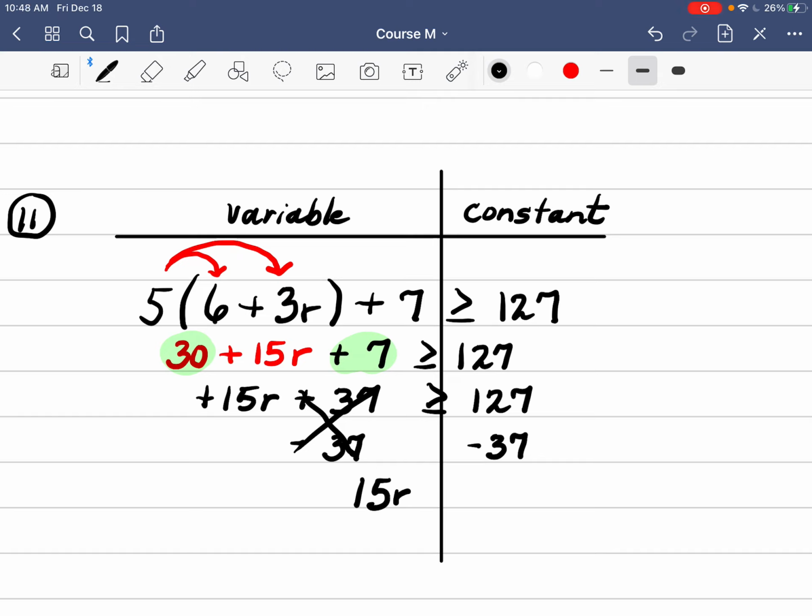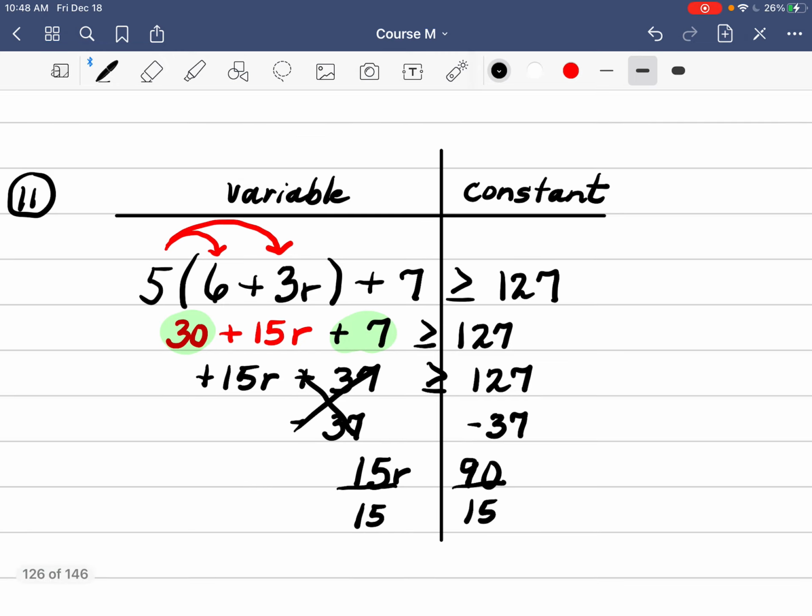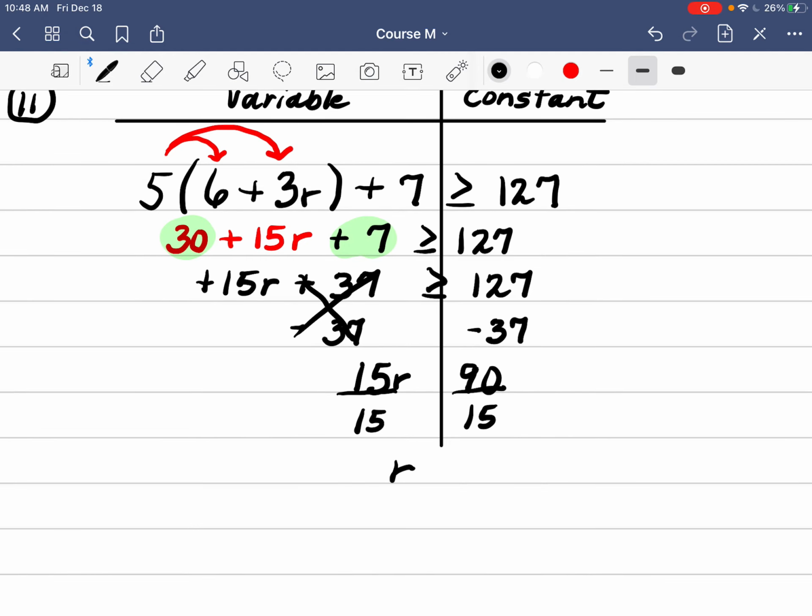So you're left with positive 15r, and then on this side you have a 90. You're dividing by a positive, so you don't have to flip anything. So in standard form, r is greater than or equal to 90 divided by 15 is 6.